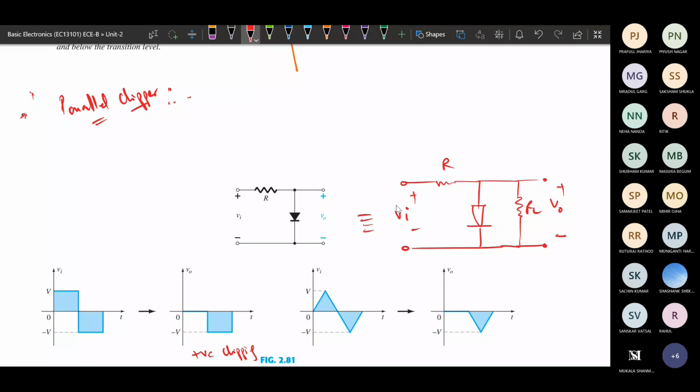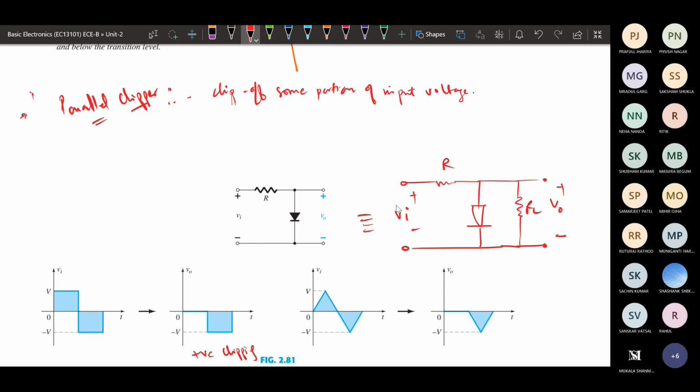The concept of this clipper circuit is basically going to clip off some portion of the waveform, some portion of the input waveform that we are providing as an input. So it is clipping off some portion of the input voltage. In this respect, we have seen the series clipper.